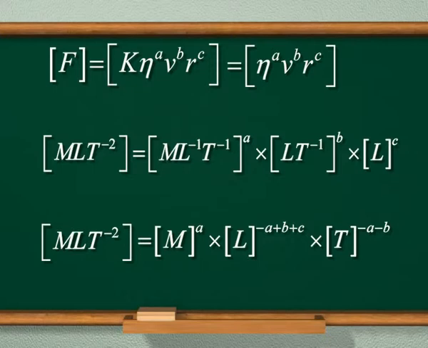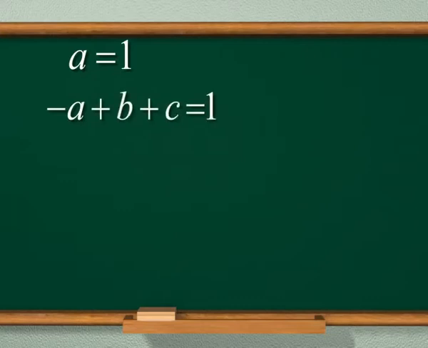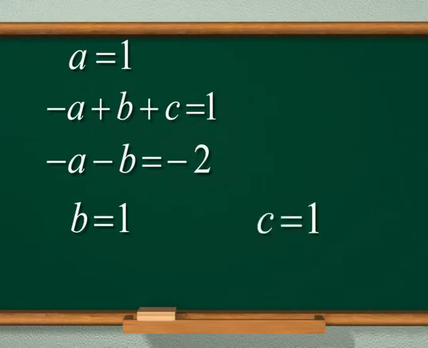For dimensional consistency as required by the principle, the powers of individual basic quantities should be equal. On equating the powers of M, L and T on both sides, we get a is equal to 1, minus a plus b plus c equal to 1, and minus a minus b is equal to minus 2. On solving these linear equations, we find a is equal to 1, b and c are also equal to 1.